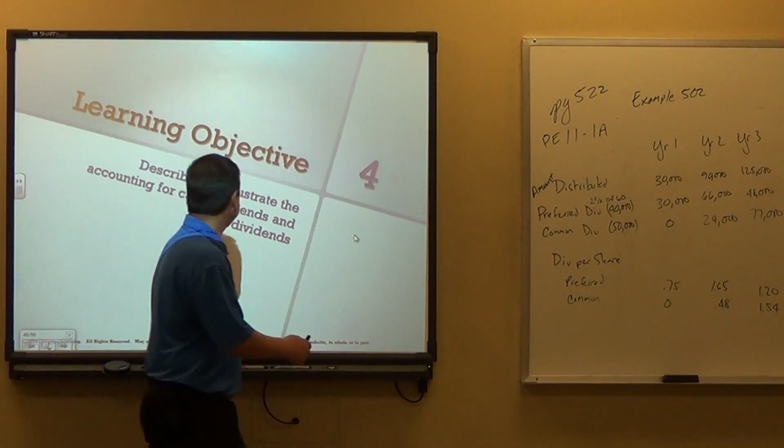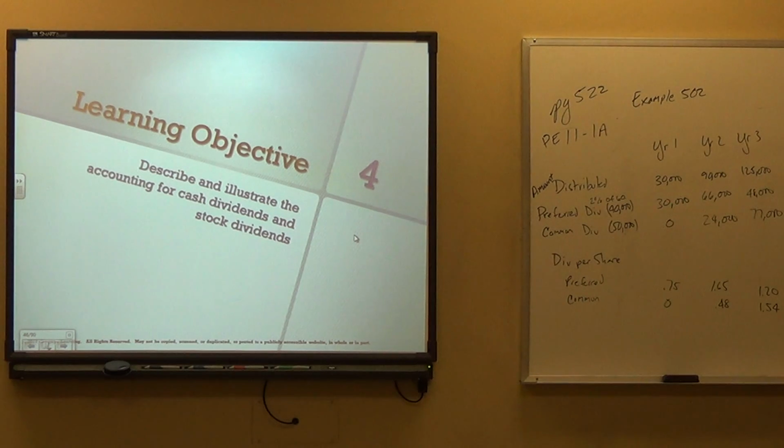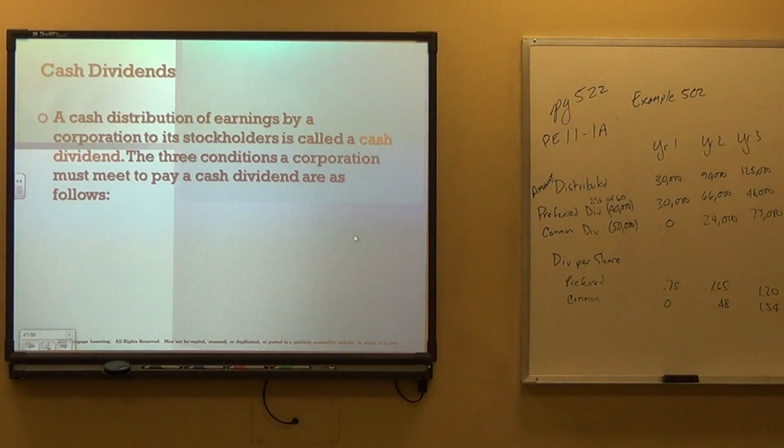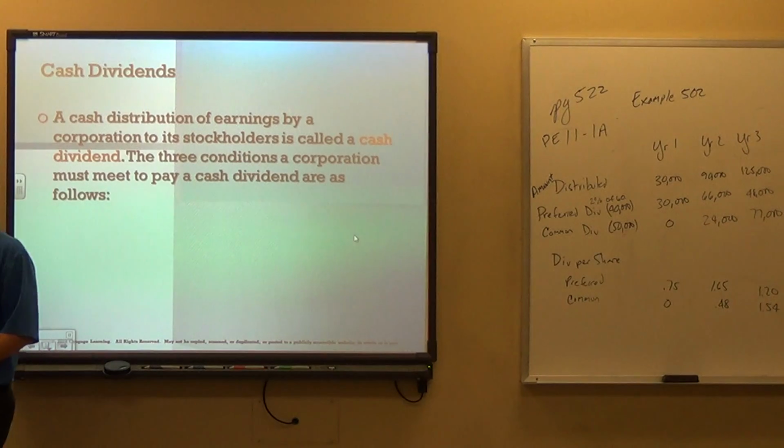All right, so now we're going to take a look at the accounting for cash dividends and stock dividends. As we look at this, when you hear those words, remember that cash dividends is basically cash. That's what this is telling us here. So they're going to be paid out in cash.